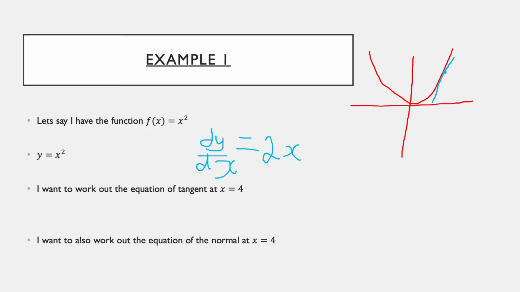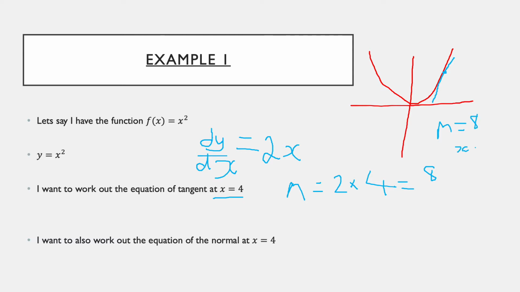I want to work out the equation of the tangent at x equals 4. The gradient at x equals 4, when I sub in x equals 4, is going to be 2 lots of 4, which is 8. So the gradient of my function at x equals 4 is positive 8. I've got the gradient and the x coordinate. Now all I need is my y coordinate.